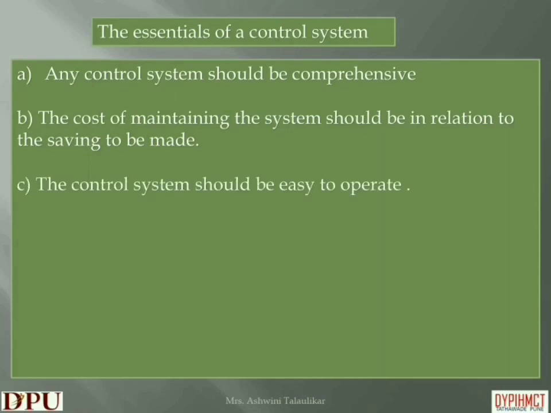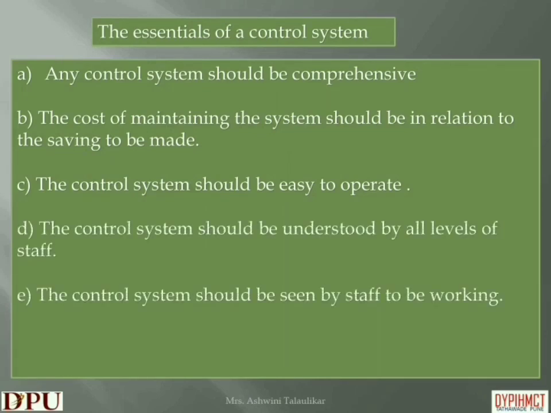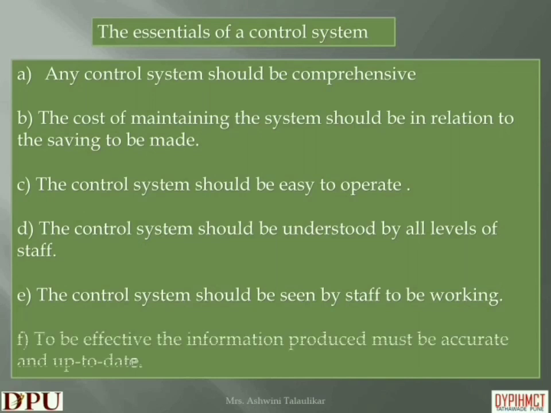The control system should be easy to operate and it should be understood by all levels of staff. The control system should be seen by staff to be working. That is, the management act in a positive way to adverse trading results and follow up on future results to check if the corrective action taken is effective. To be effective, the information produced must be accurate and up to date.